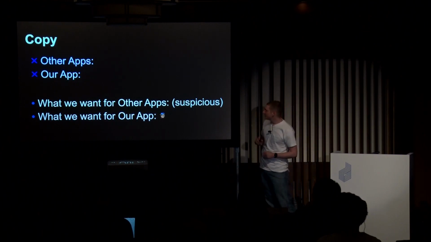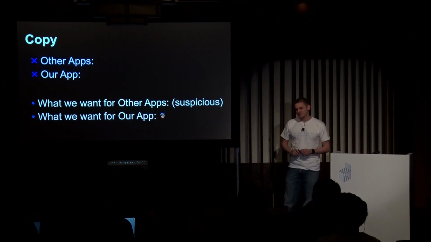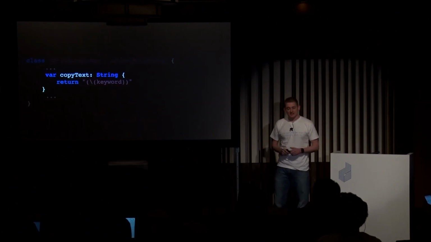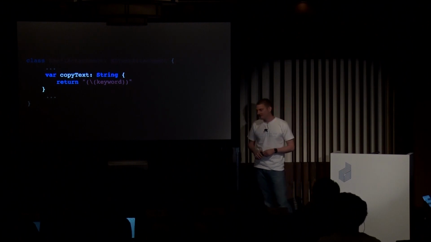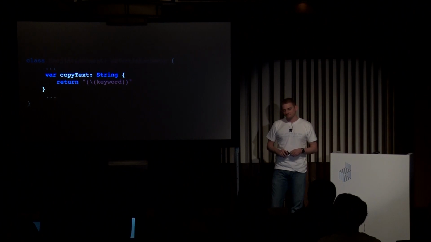Fortunately, for the other apps, that's really easy. As you can see, suspicious was also our keyword, so it just added some parentheses. We just add some parentheses and call that copy text. Now, just because we made this copy text property doesn't mean it's actually ever going to be used. So we need to make our own copy method.